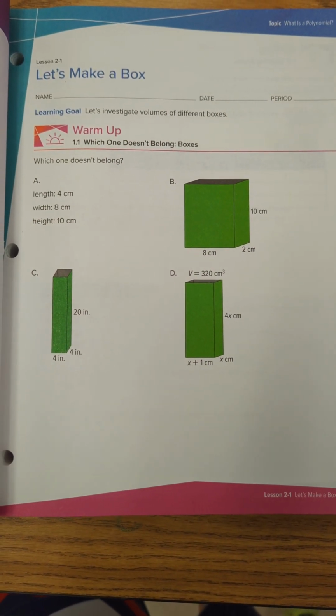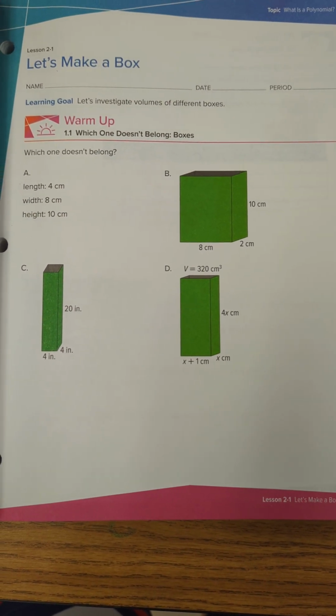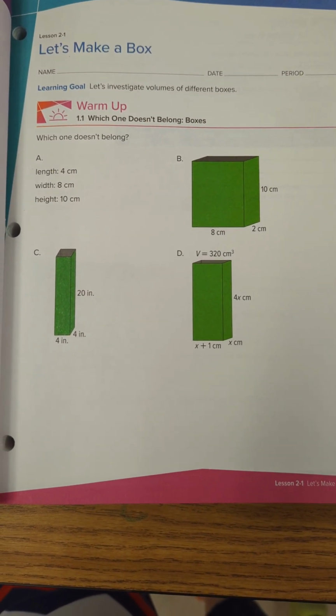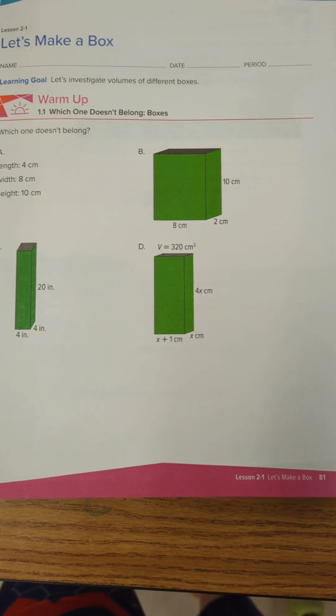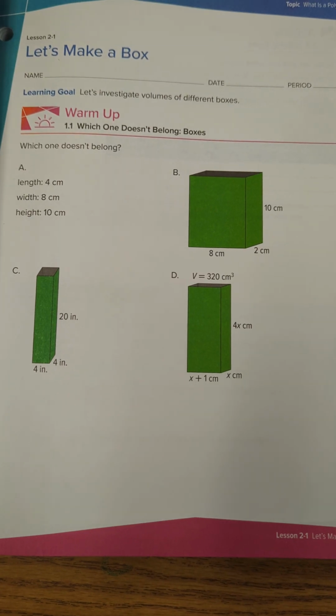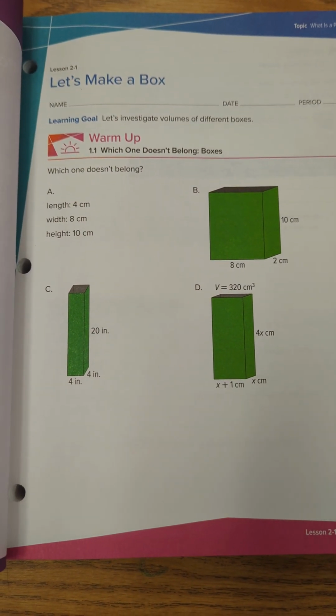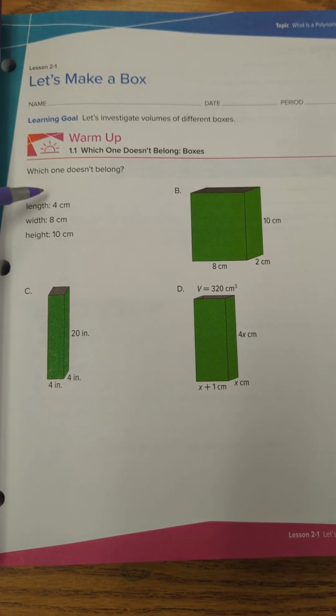Today we looked at day 1 of Unit 2, and our warm-up had us decide which one doesn't belong on page 81. Take a moment and decide for yourself which one you think wouldn't belong. So here were some of the reasons. A is missing a diagram.